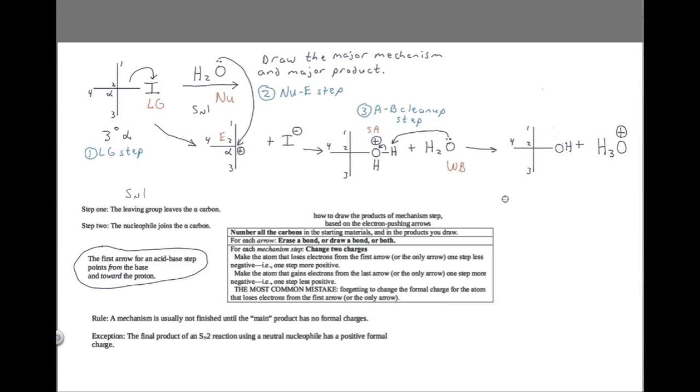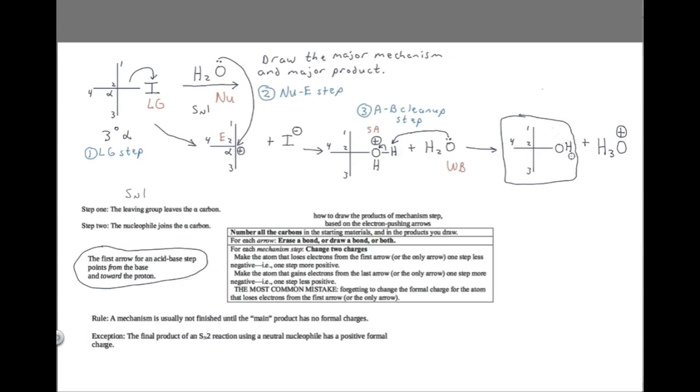Now, does it seem like we're done, or does it seem like we need another step? Well, remember that the mechanism is usually finished when the main product has no formal charges. Well, this is what we would consider the main product of the reaction. And we did get to the point where this main product has no formal charges left. So it looks like, yes, we're done with the mechanism.